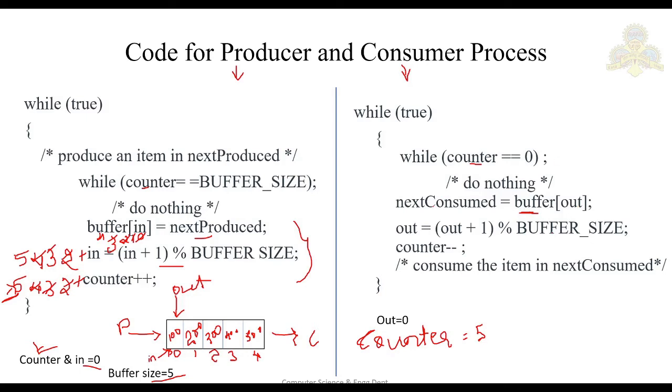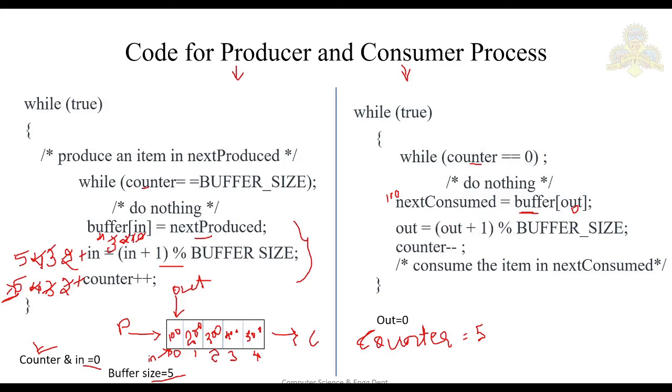So what is the value of out now? Out by default is 0, right? So out is 0 here. What is there in buffer of 0? Come and see here. The buffer of 0 contains the value 100. Now this 100 will be placed in the next consumed variable. Okay. Then we'll perform this operation. Out is equal to out plus 1 mod buffer size.